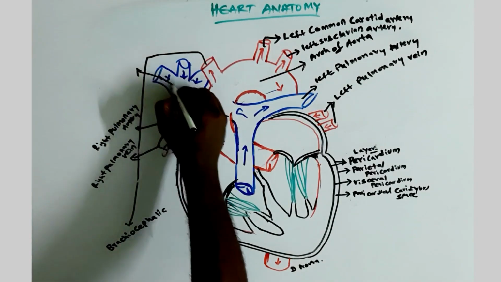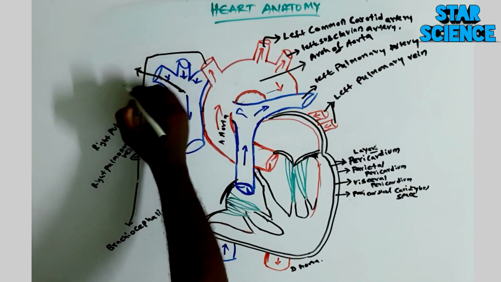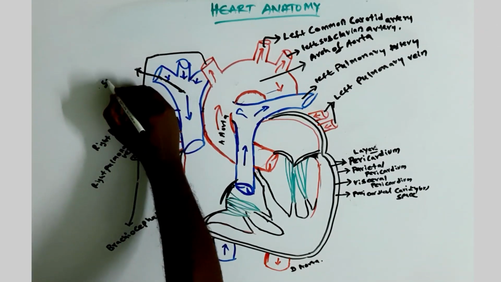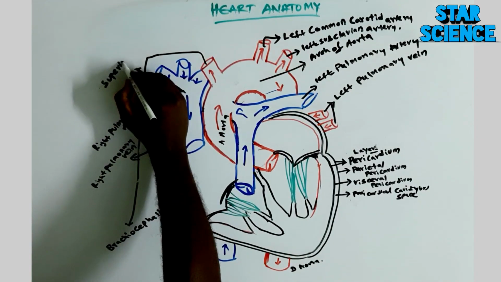Now I am showing you the superior vena cava, which brings all the deoxygenated blood from the upper part of our body to the right atrium.